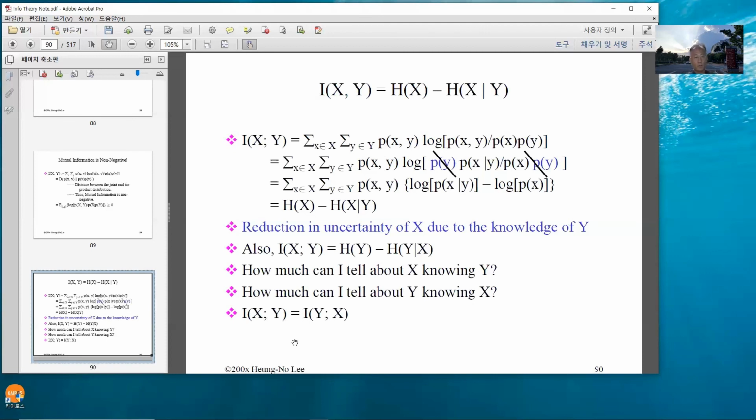Okay, so another thing is that if you switch the order, it doesn't change. So the equality stays the same.